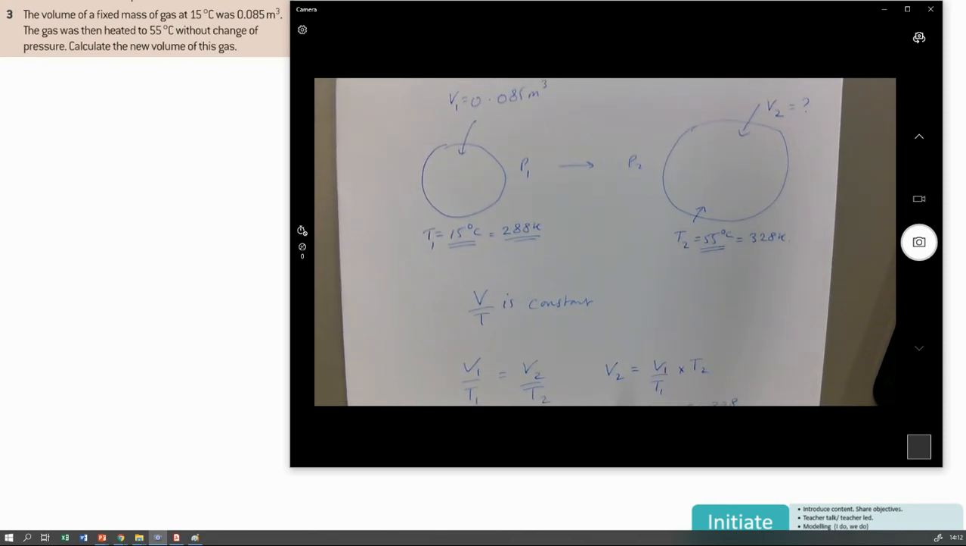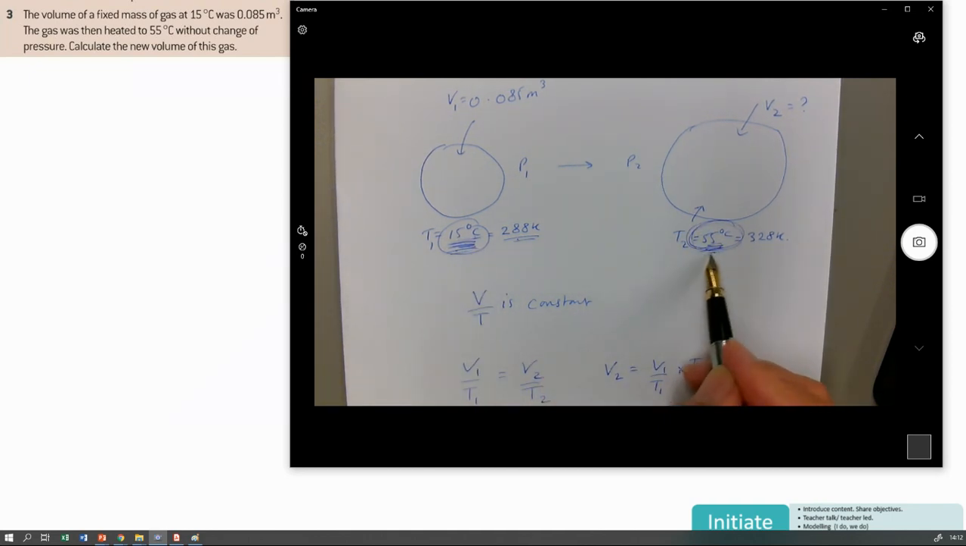Apart from that, always turn Celsius into Kelvin. This is the biggest points loss in this topic, students forgetting that little step there.